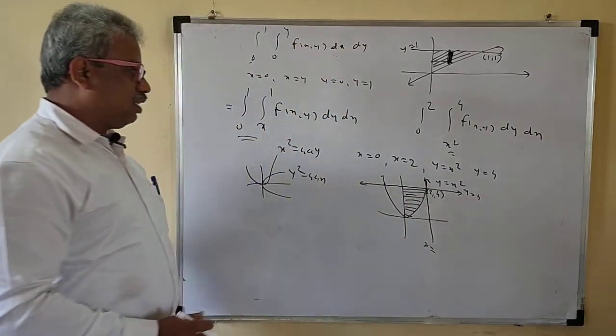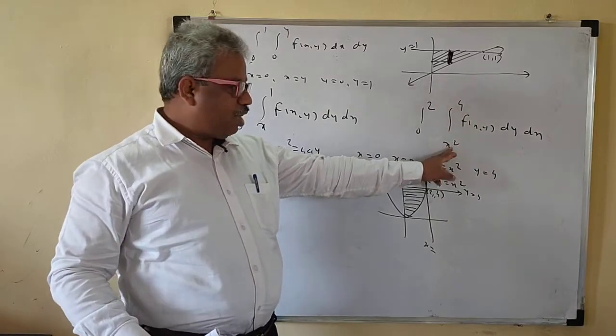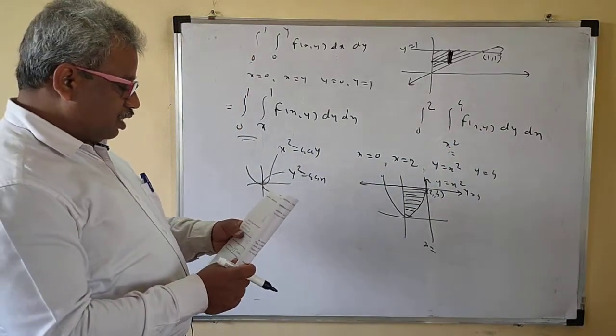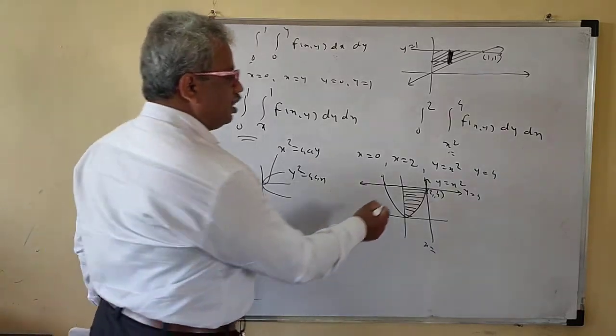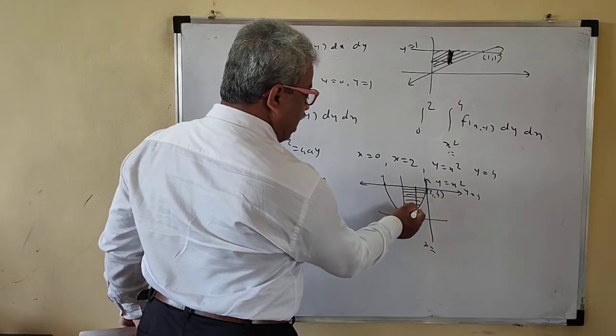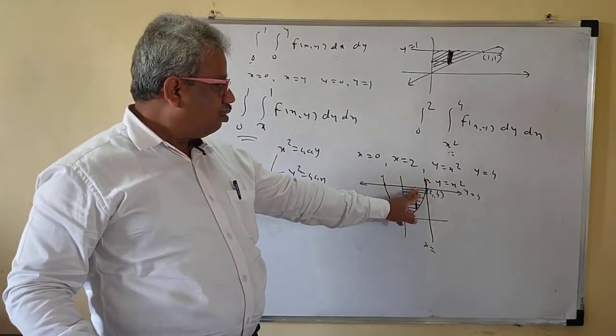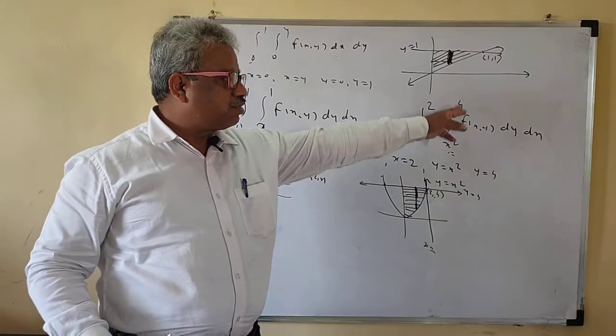These are the limits of y, which means the strip is parallel to the x axis. This is the limit: x square to 4.